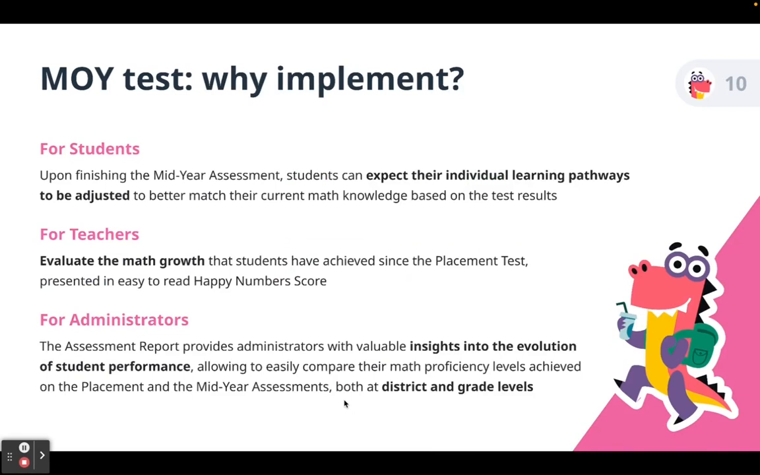This is how our test works on the student side, measuring growth since placement and, if needed, adjusting individual learning pathways to match students' current math knowledge. It allows teachers to easily evaluate the math growth that students have achieved since the placement test. Our new Happy Numbers score simplifies the representation of students' growth since it is translated clearly with the grade levels in the Happy Numbers curriculum. Don't worry, I'll talk about the Happy Numbers score in more detail later.